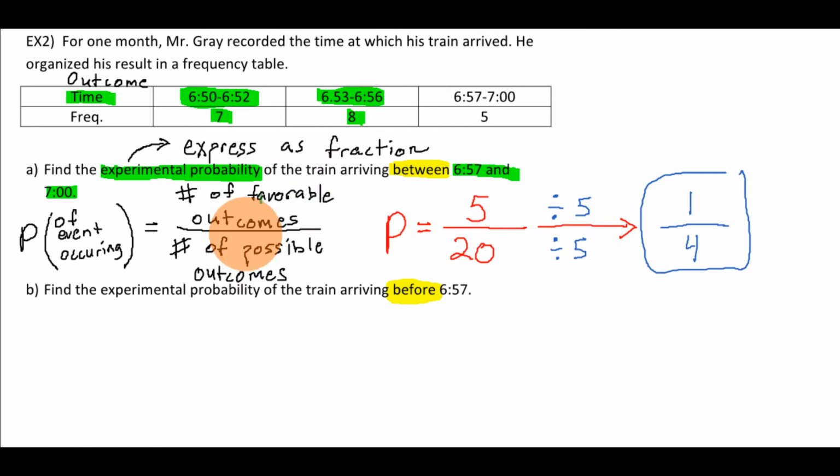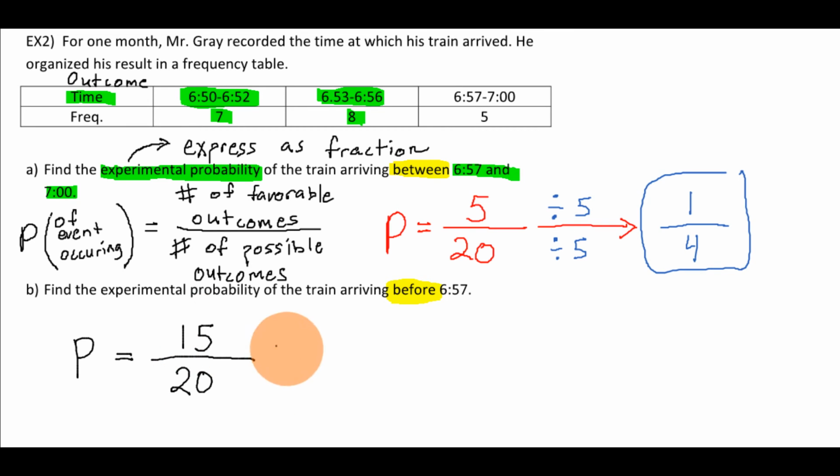So to set up my fraction, again, the probability of this event occurring, the probability of being before 6:57, I've got to set it up as the number of favorable outcomes to the number of possible outcomes. So P is equal to, well, the number of favorable outcomes. This time it's 7 plus 8. So there are 15 favorable outcomes. The train has arrived 15 times before 6:57. Or another way of thinking about it, the train has arrived before 6:57 at least 15 times. So I'm going to write this value over the number of possible outcomes, which we've already written before as 20. So I have 20 on bottom as the total possible outcomes.